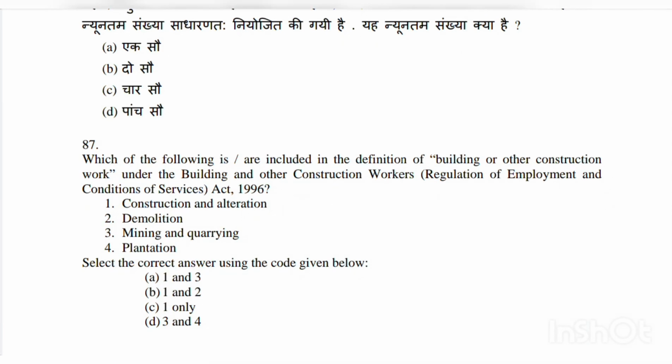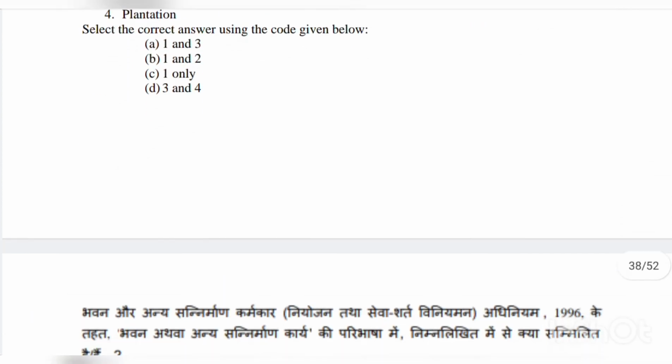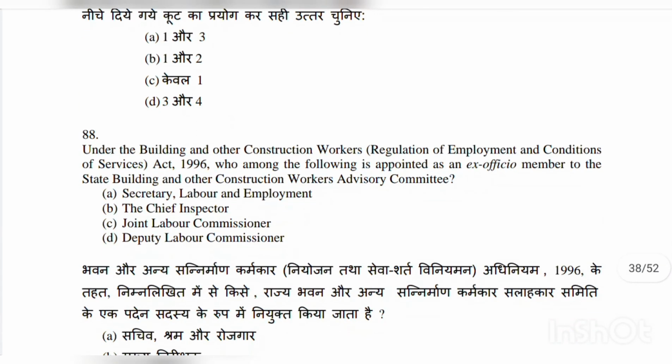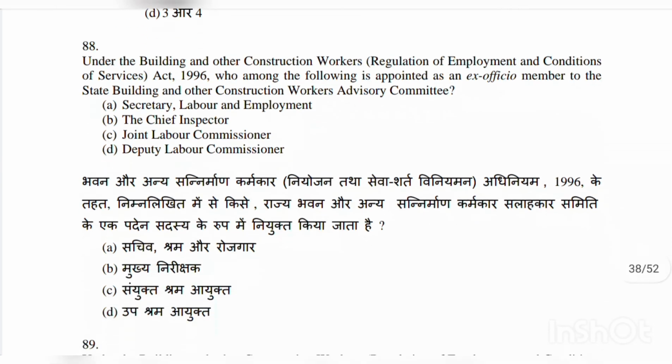Which of the following is or are included in the definition of building or other construction work under the Building and Other Construction Workers Regulation of Employment and Conditions of Service Act 1996? That is 1 and 2, B. The answer is B, construction and alteration, and second is demolition. 88. Under the same Act, who among the following is appointed as an ex officio member to the State Building and Other Construction Workers Advisory Committee? That is the chief inspector.